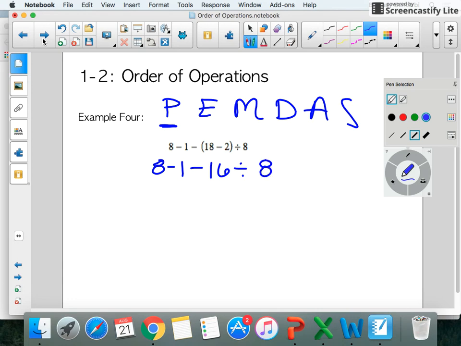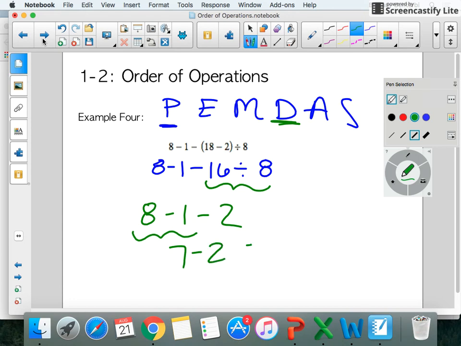Now if I look at what else I have, I've got division, subtraction, and subtraction. Well, according to PEMDAS, division is going to come first. So I'm going to do the 16 divided by 8 first. So I'm going to bring the 8 minus 1 minus, and then I have to do 16 divided by 8 is 2. And then I'm going to continue going left to right, so with subtraction. So I'm going to do 8 minus 1 is 7, and then minus 2 is 5.